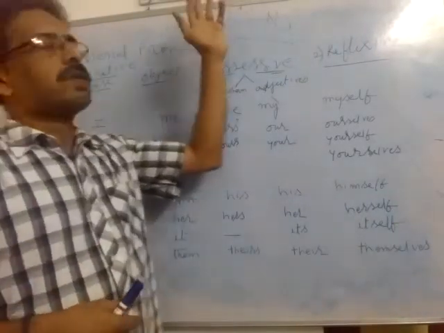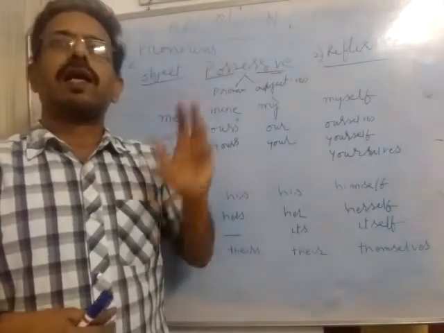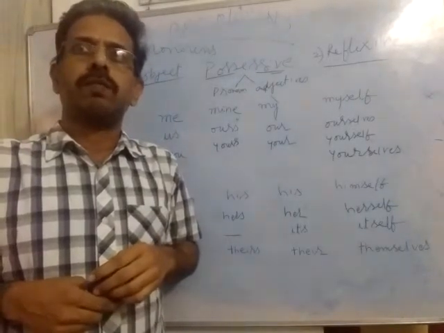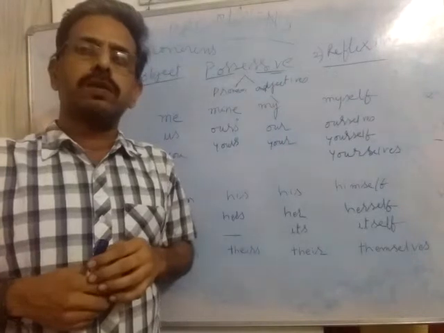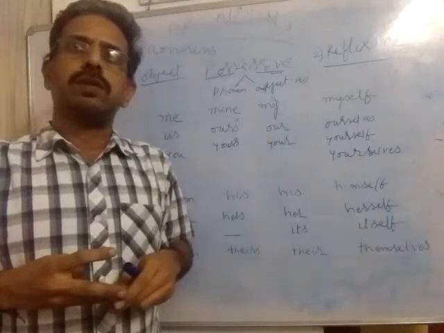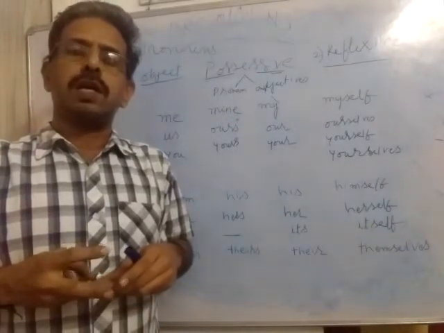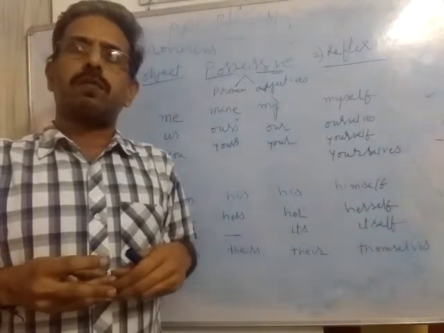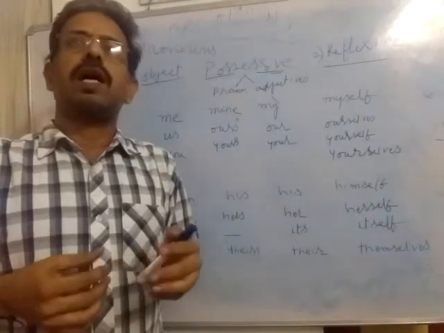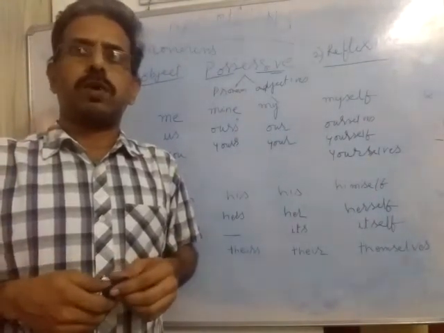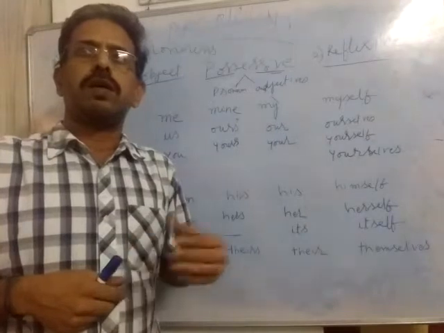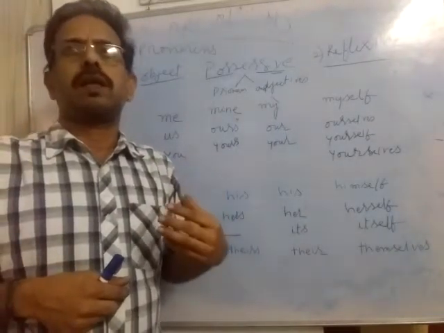So when it comes to classification, there are 9 types of pronouns. Pronouns can be categorized into 9 types. They are called personal pronouns, reflexive pronouns, demonstrative pronouns, distributive pronouns, indefinite pronouns, reciprocal pronouns, interrogative pronouns, exclamatory pronouns, and relative pronouns. Out of these 9 types, I don't think all of them are necessary to keep in our mind. Some of these 9 types are very useful.